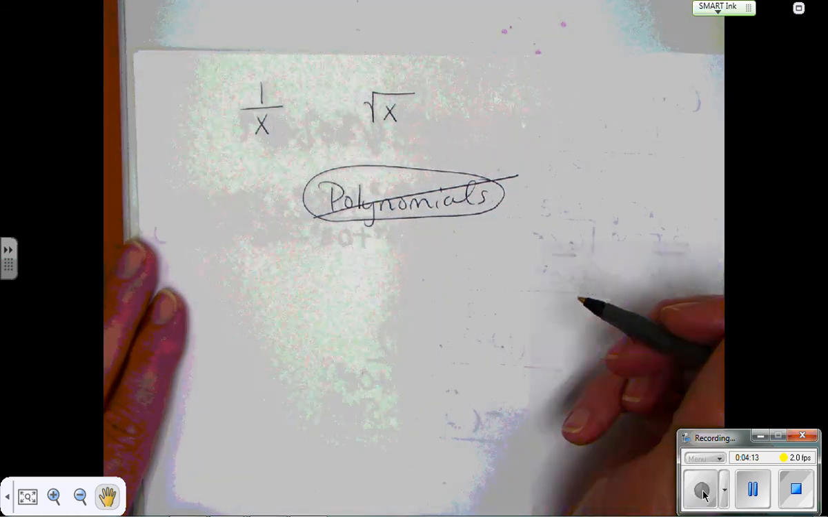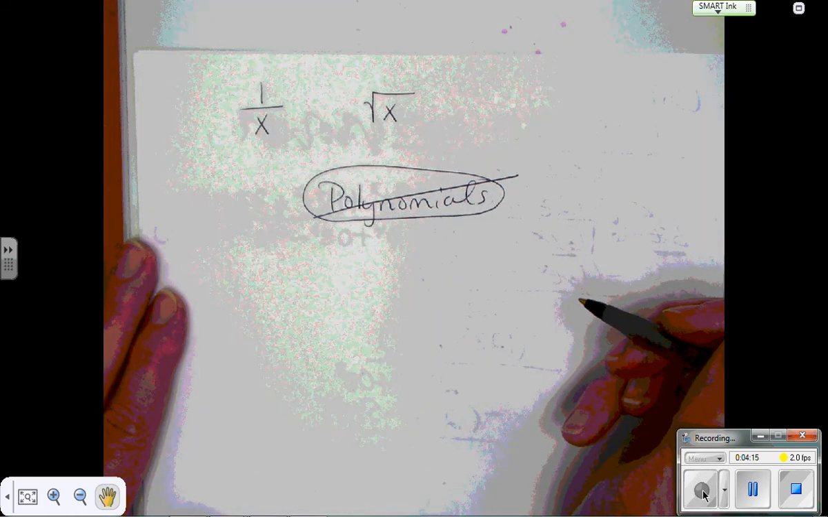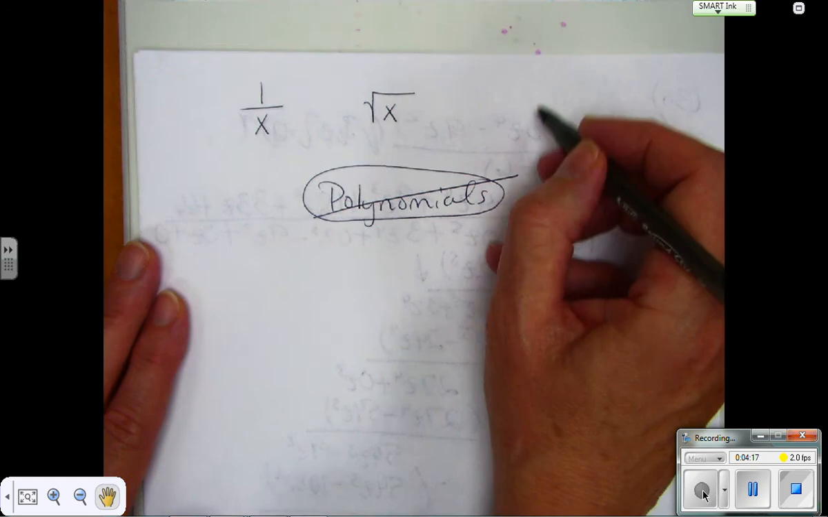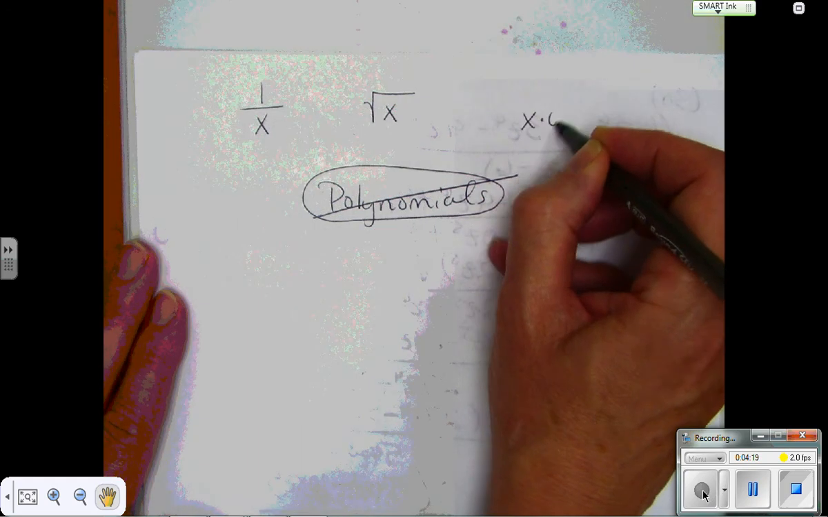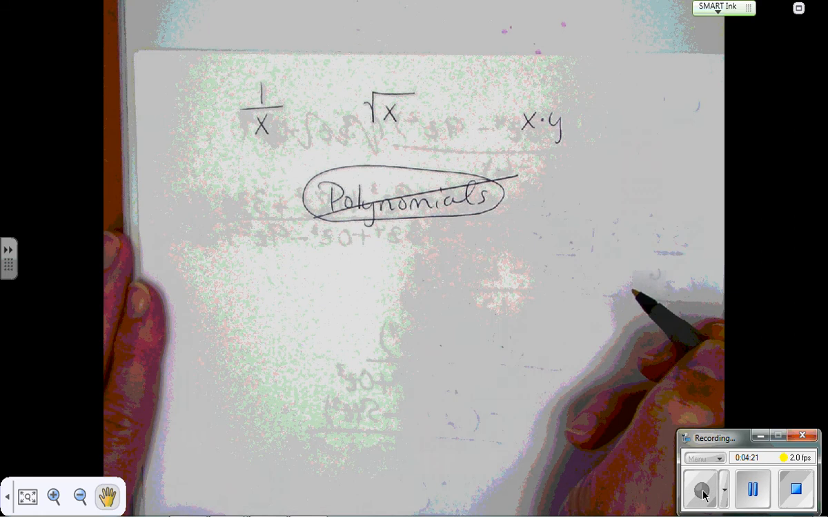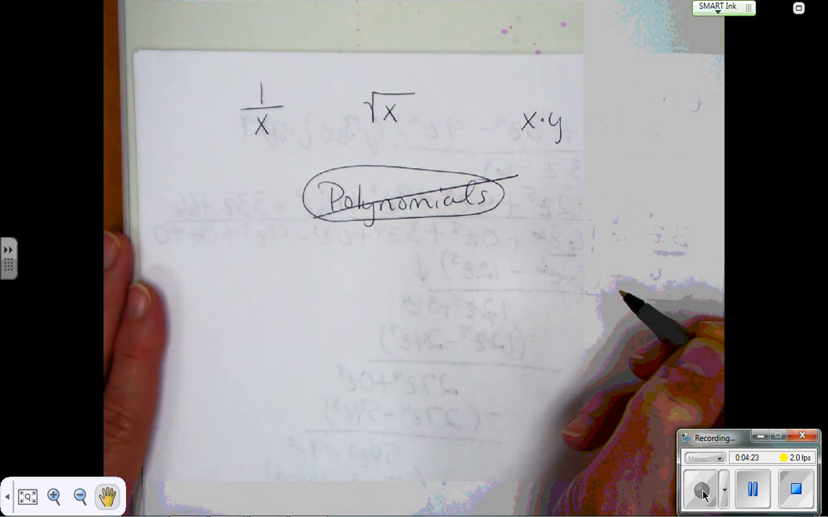And if it's a polynomial in one variable, which is what we're going to be working with, it's not going to have like an x times a y. It won't have something like that. It's just going to have one variable all the way through.